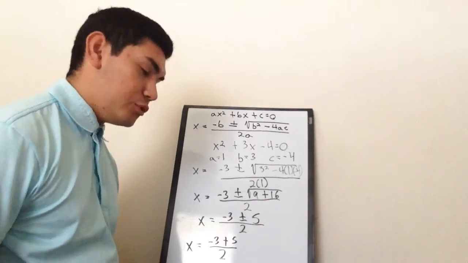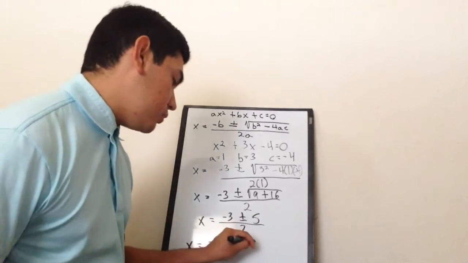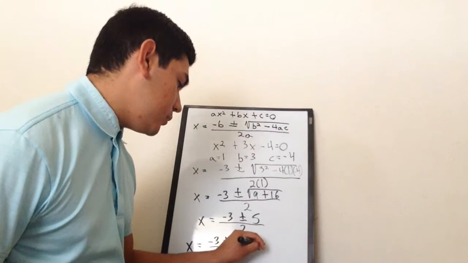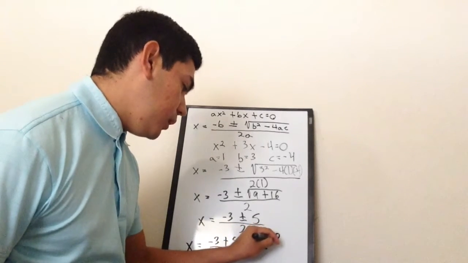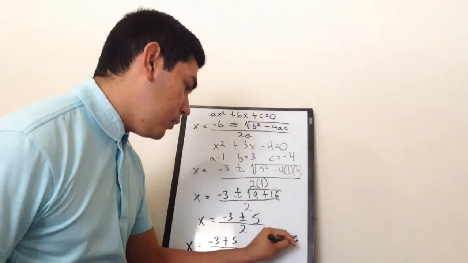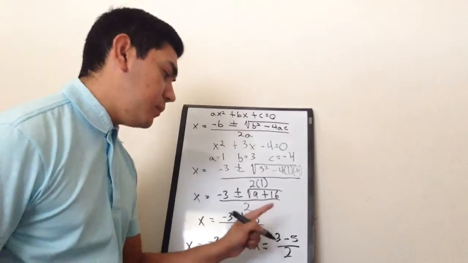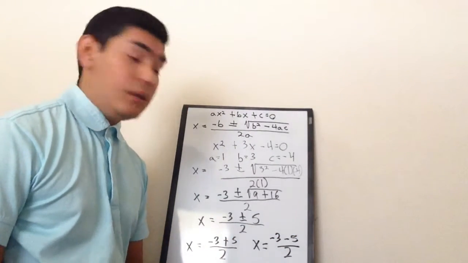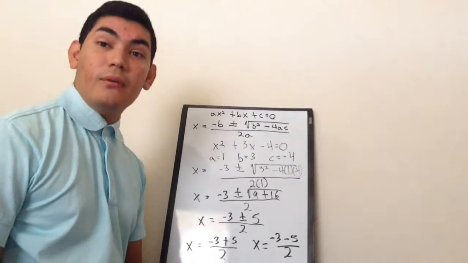So we have our first solution. What about the other side? So we're going to have x equals -3 minus 5 over 2. So -3 minus 5 is -8. Divided by 2 equals -4.